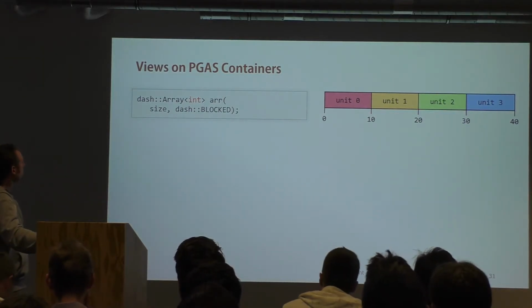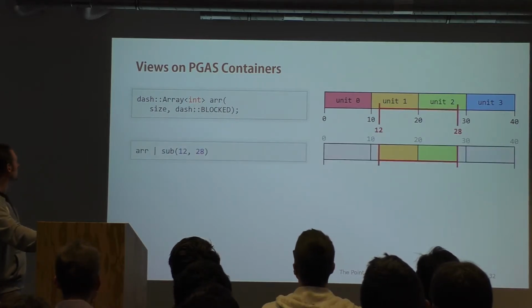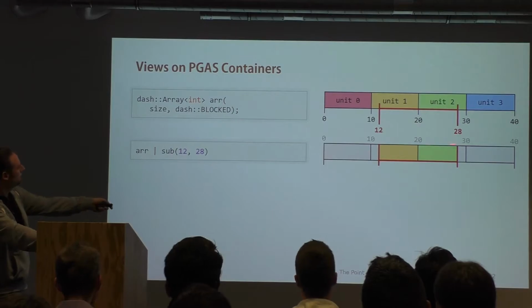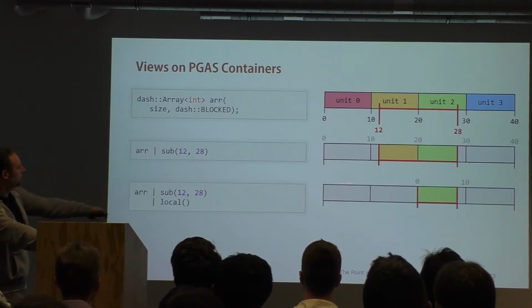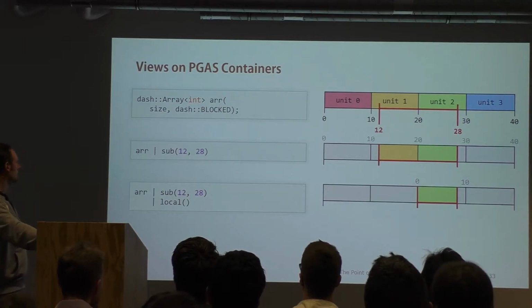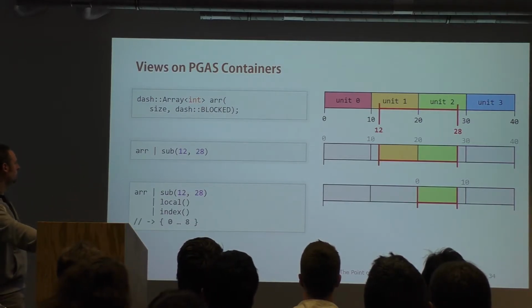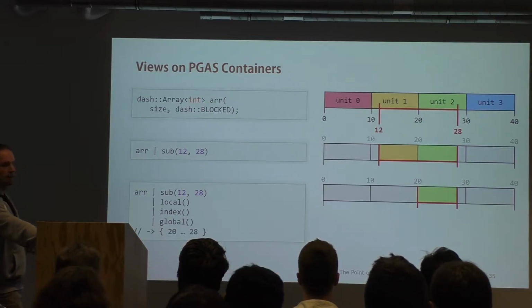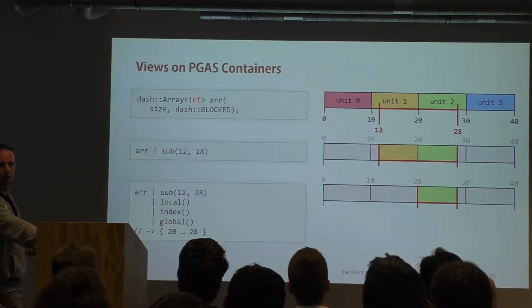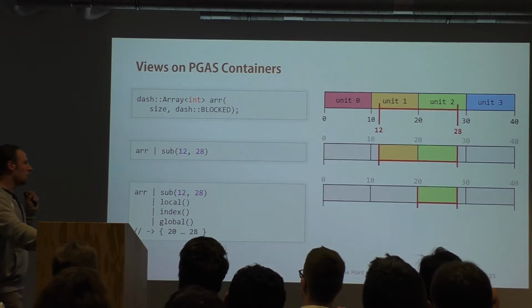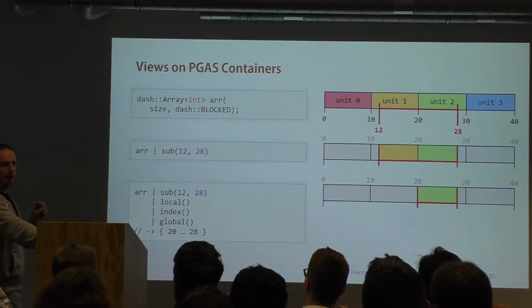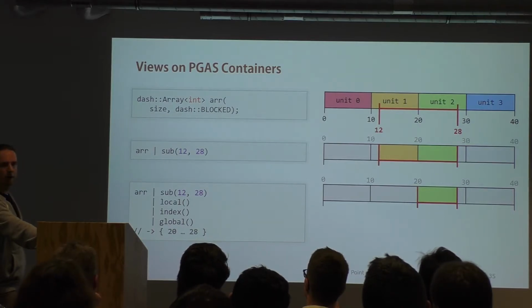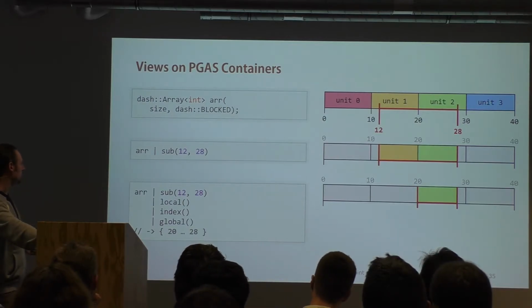So, for example, how does a view in a PGAS container work? Well, in this case, this is what you get from the array sub. This is what you get when you apply local to it. Then you can apply index to it, which would yield, for unit 2, 0 to 8. Then you can apply global to it, which would again return the global index of this local index. And I'm trying hard to avoid any terms ending in morphism. But if you are into category theory and set mappings, you see why this is useful and why ranges can't do that.